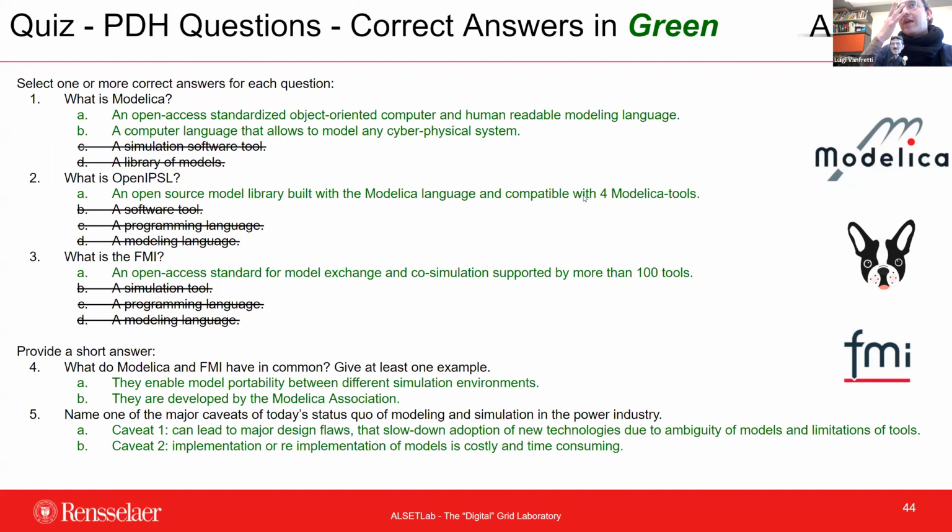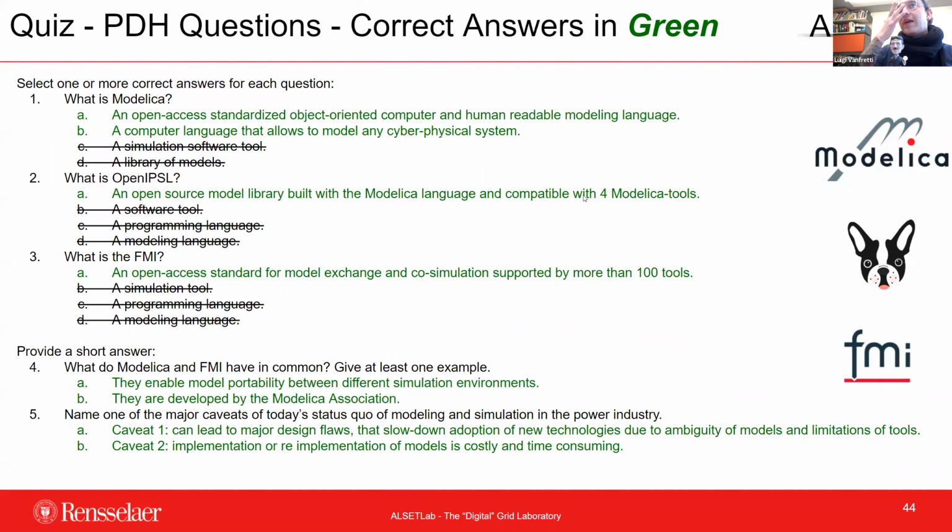The third one is, what is FMI? This is an open access standard for model exchange and co-simulation, supported by more than 100 tools. Then, what do Modelica and FMI have in common? They help with model portability across the different simulation tools, and they are both developed by the Modelica Association.